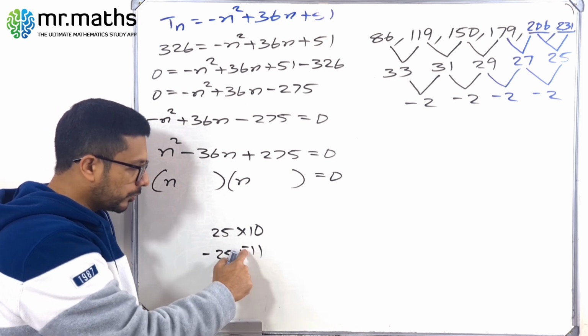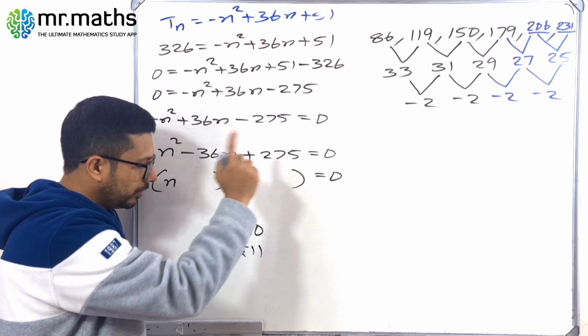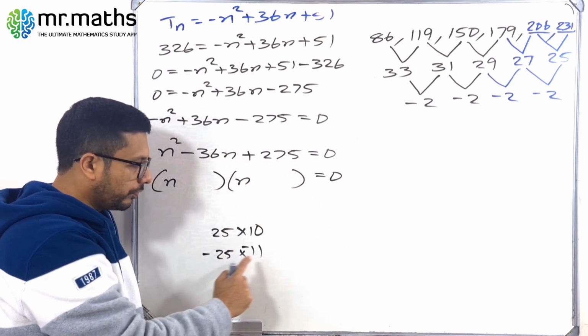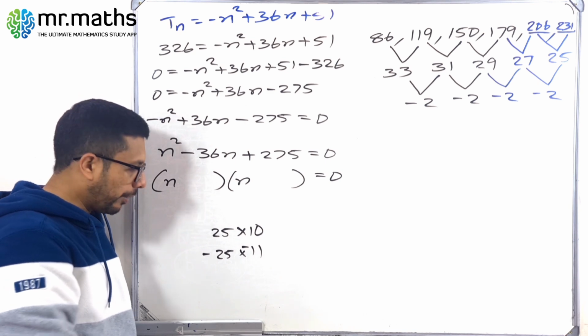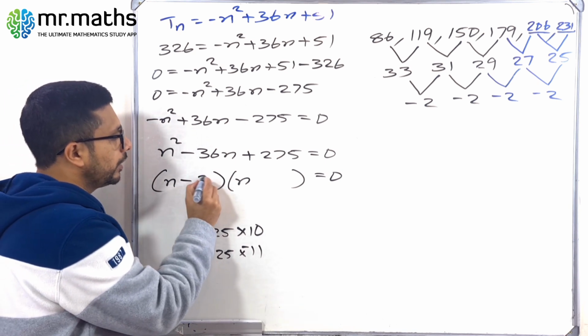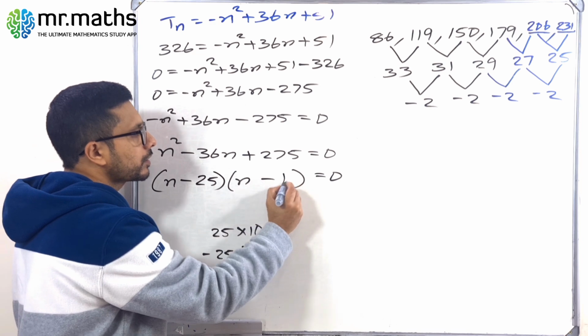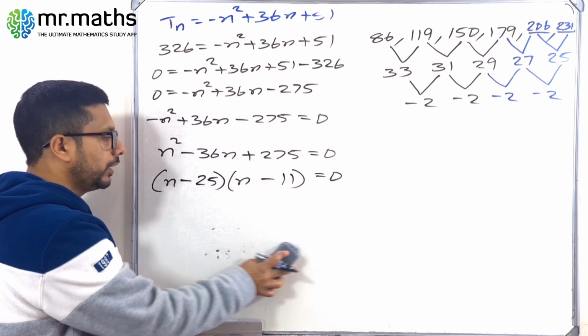So let me change the sign to minus. So minus times minus is positive. 25 times 11 is 275. That is fine. Minus 25 minus 11, that is minus 36. So the numbers are minus 25 and minus 11. So now I got the numbers minus 25 and minus 11.